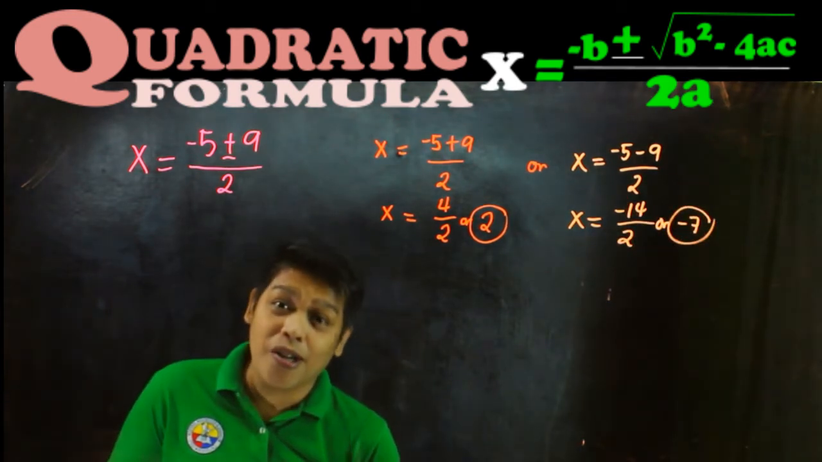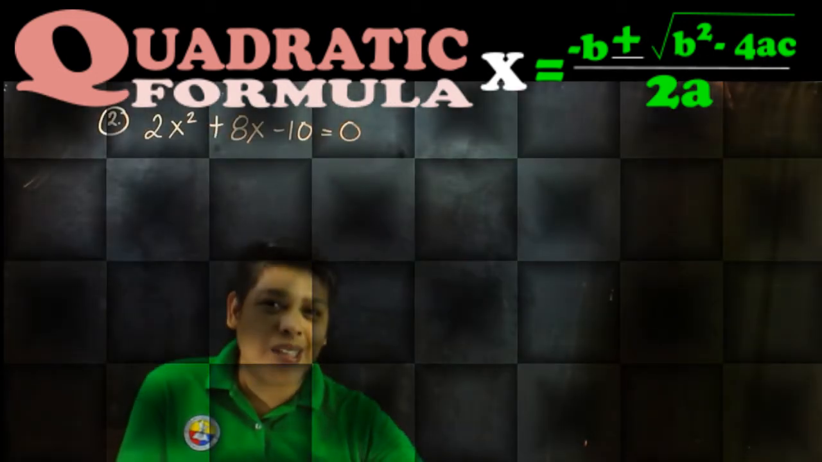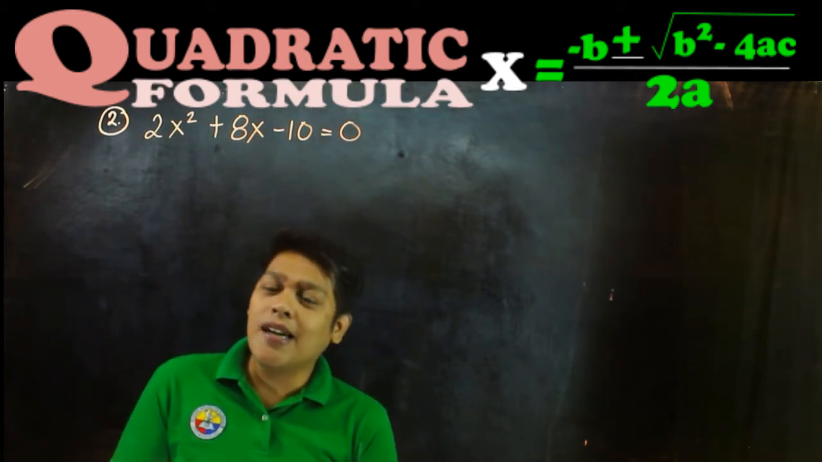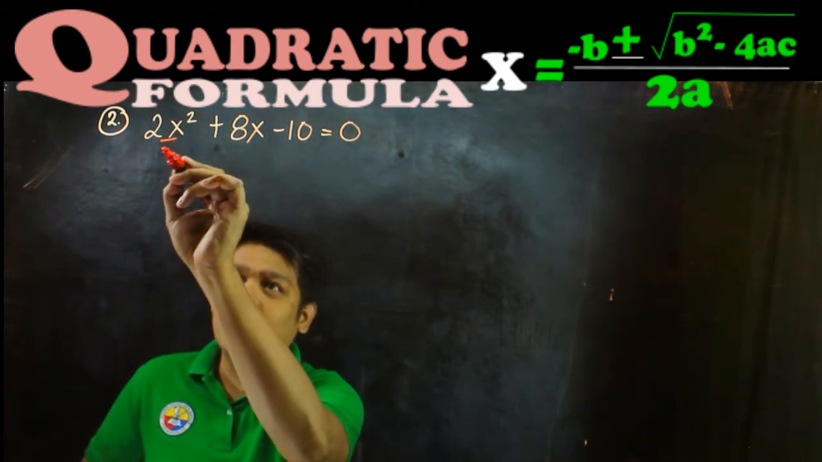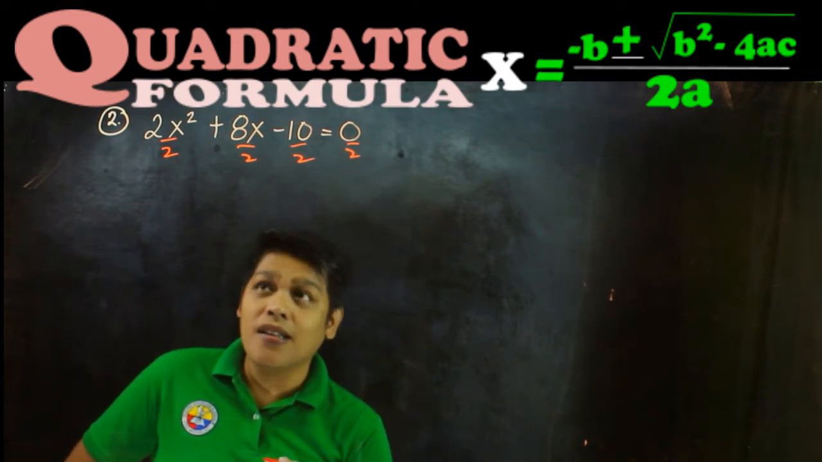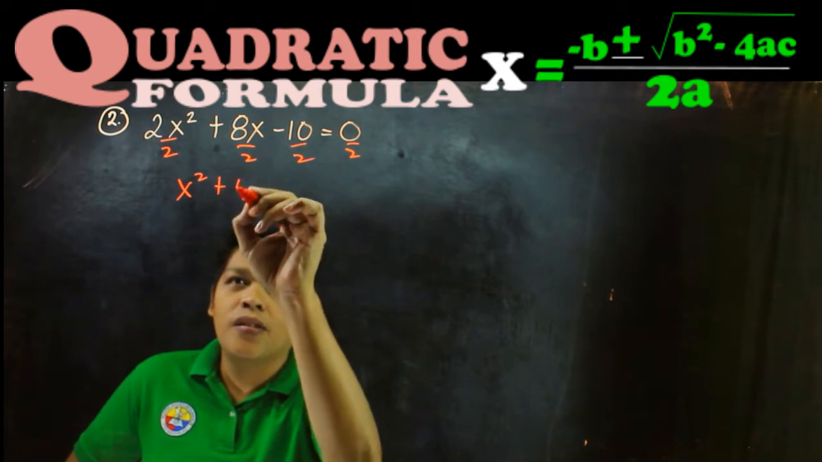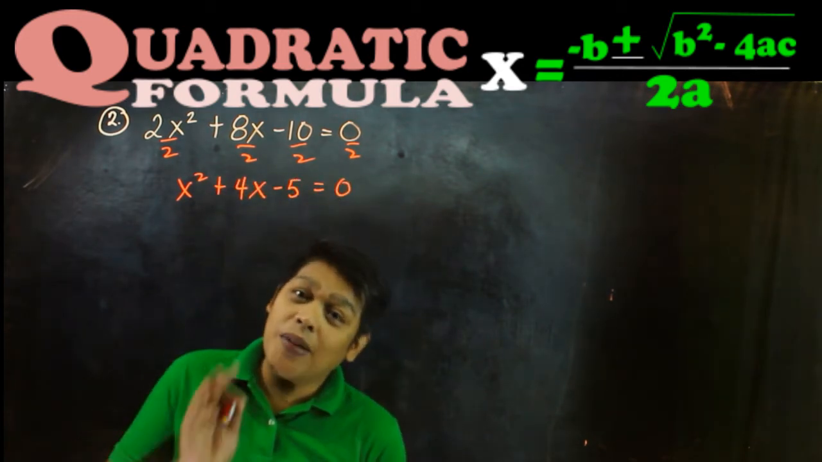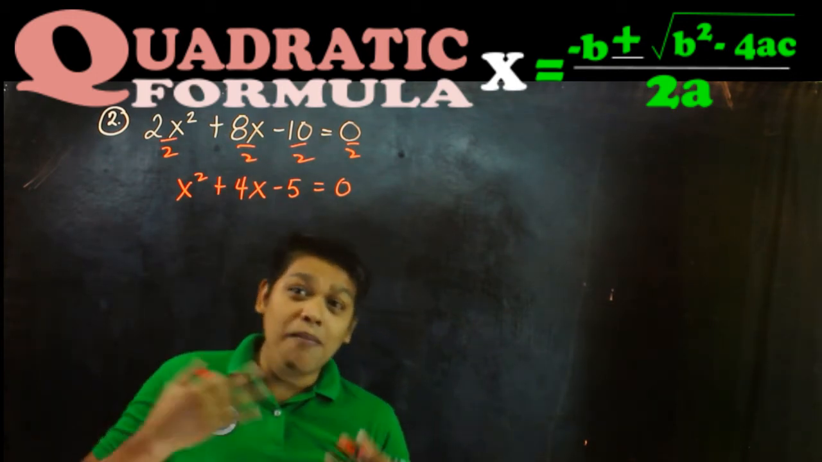So let's go to example number 2. Example number 2: 2x squared plus 8x minus 10 equals 0. Naka-standard form na to. So ang gagawin natin dyan, pwede natin siyang i-divide ng 2 lahat, and then ang mangyayari dito is x squared plus 4x minus 5 equals 0. Pwedeng ganyan, pero pwede rin namang i-direkta na natin. Kayong bahala.